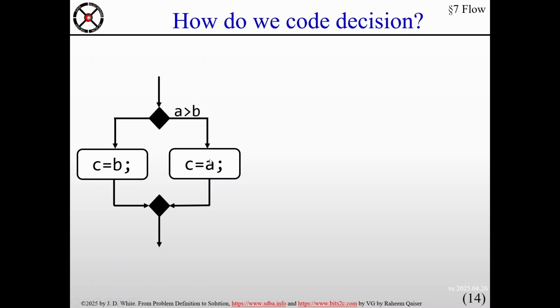So C will hold the biggest value. In other words, this is finding the maximum of A and B. This function basically says, which one is bigger? We put that into memory location C. So this is a maximum function.